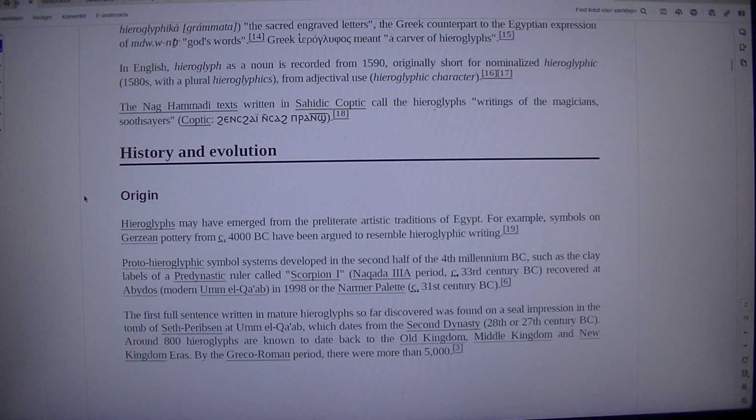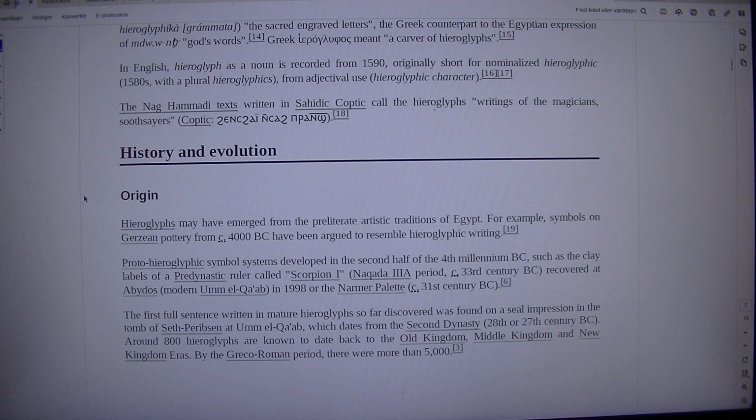History and evolution. Origin. Hieroglyphs may have emerged from the pre-literate artistic traditions of Egypt. For example, symbols on Gerzean pottery from c. 4000 BC have been argued to resemble hieroglyphic writing. Proto-hieroglyphic symbol systems developed in the second half of the 4th millennium BC, such as the clay labels of a pre-dynastic ruler called Scorpion I, Naqada IIIA period, c. 33rd century BC, recovered at Abydos, modern Umm el-Qa'ab, in 1998, or the Narmer Palette, c.